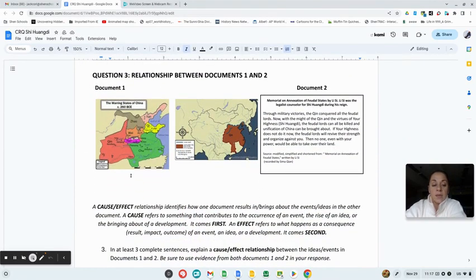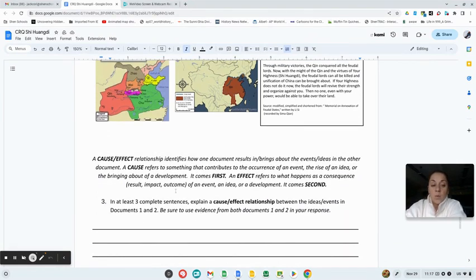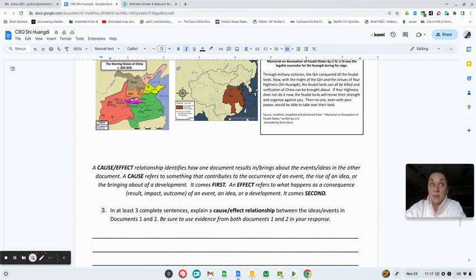All right, so the relationship between documents 1, these two images are document 1, and document 2, the feudal states. With a cause and effect question, with any relationship question, the first thing I have to do is identify the relationship between the documents, meaning I need a sentence that says document blank caused document blank. In this instance, document 1 has to happen first. Okay? Document 1 happens first. So my first sentence would be document 1 caused document 2.